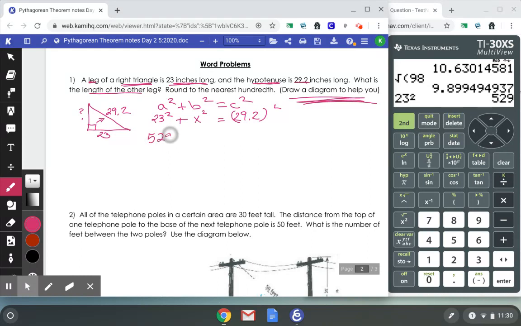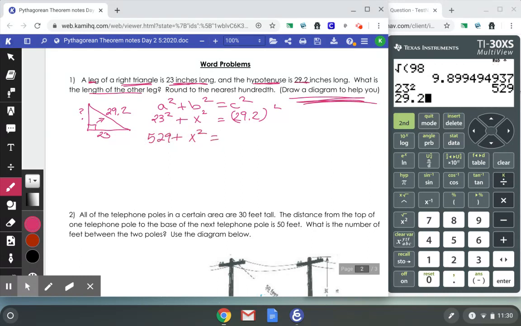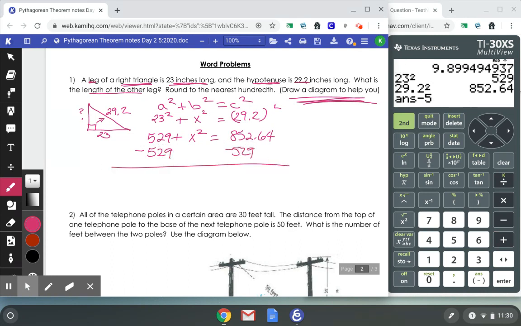So I get 529 plus x squared equals 852.64. So now I have to get x by itself. So I'm going to subtract 529 from both sides. And I get x squared equals 323.64. Not done yet because I don't have x by itself.